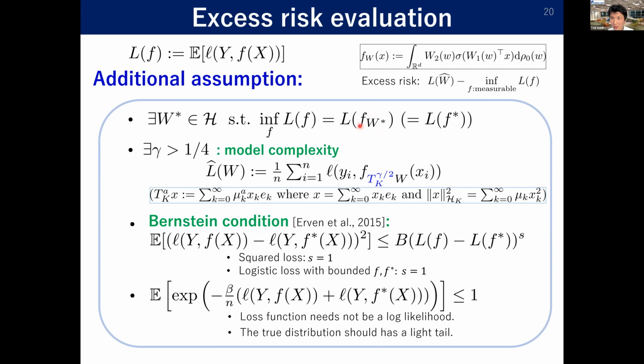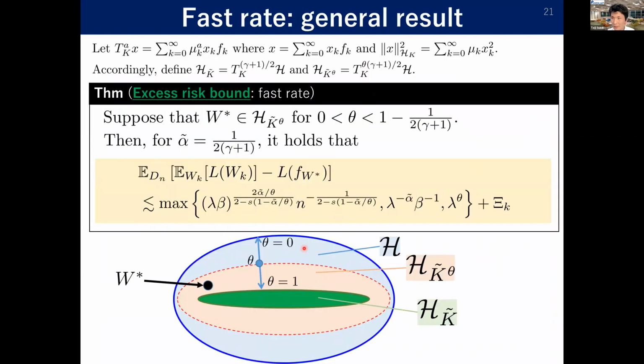Yeah, so we assume this kind of a very strong assumption. And moreover, we assume some model complexity like this, but this is very complicated, so I won't go much into details. And with other conditions, we have this general convergence rate. This expression is very overwhelming, so I won't go much into details, but I will explain more details in simple settings.